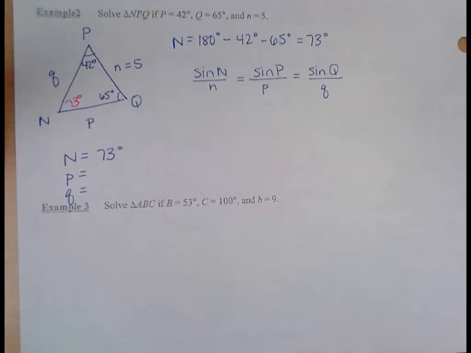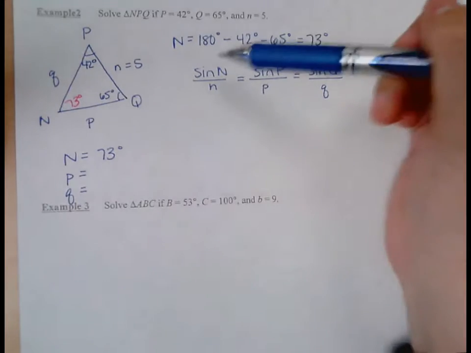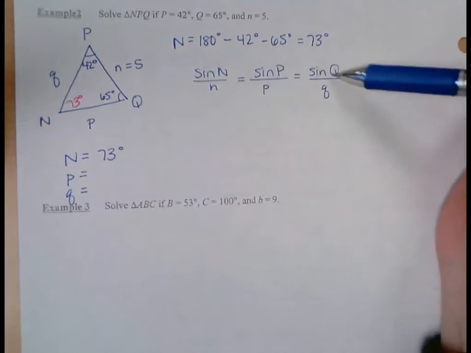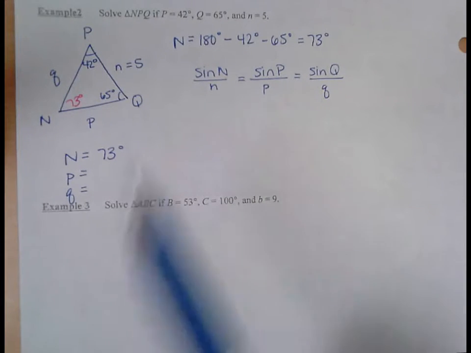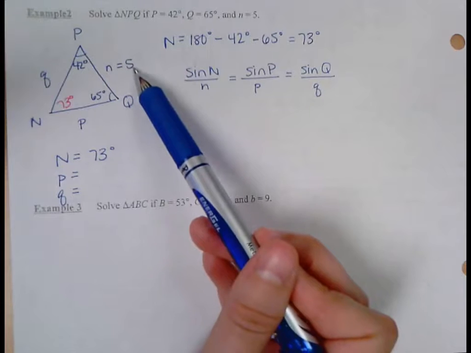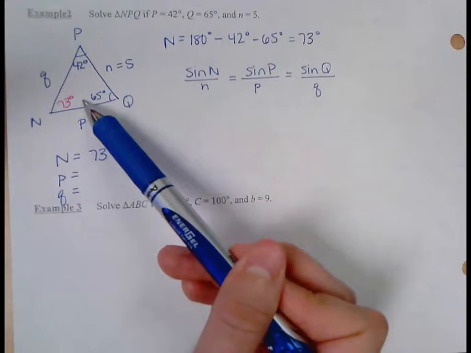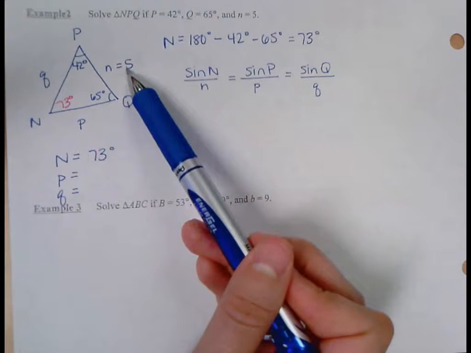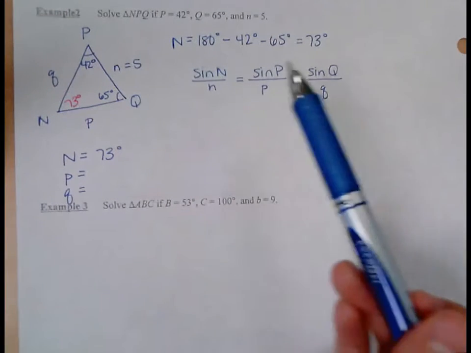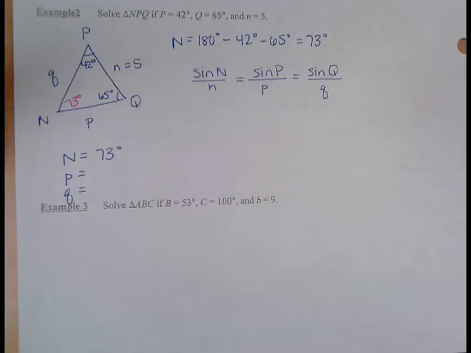In order for law of sines to work, you need one full ratio, meaning you need an angle and the opposite side. Because we're only given one side length in this example, we were able to find angle n right away. Since we now have angle n and the side opposite angle n, that is why law of sines is going to work. Otherwise, that's usually where you have to try law of cosines.